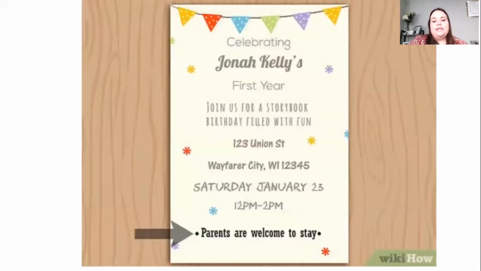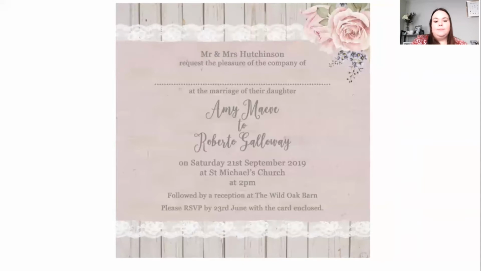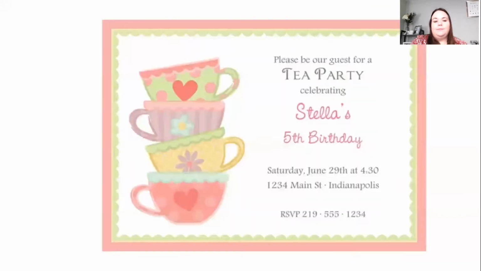What's included in this invitation? Is there any different information? Here's another one. What do you think this invitation could be for? So there's all the invitations.